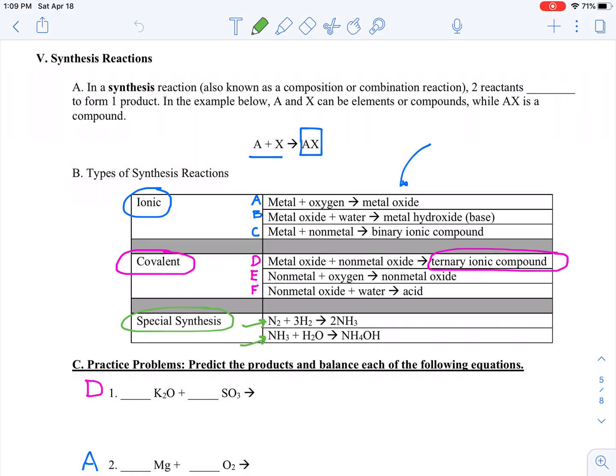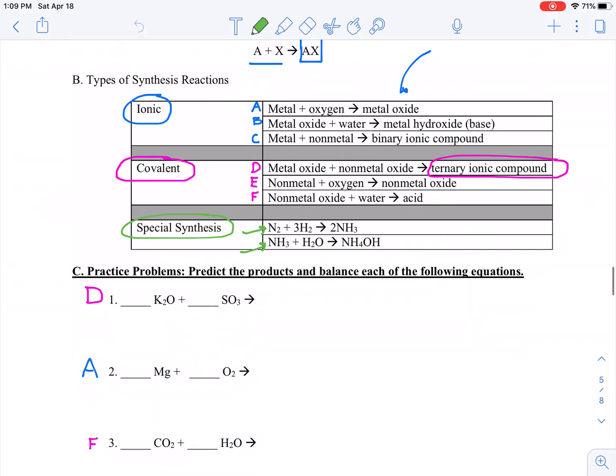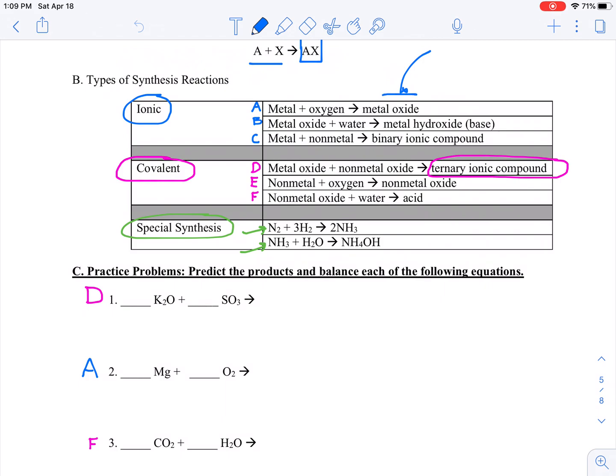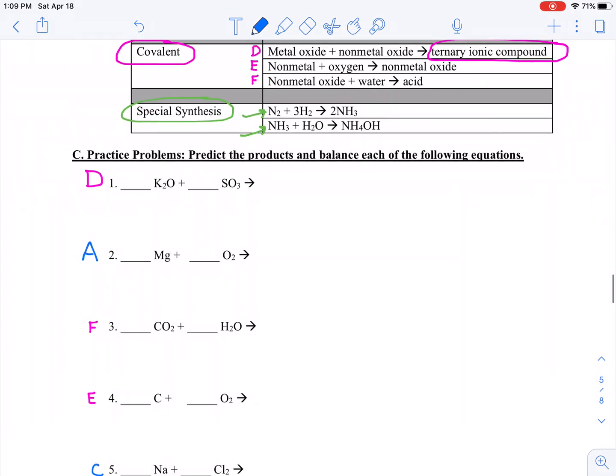We're going to do the blue ones first. I'm going to start with letter A. And you'll notice in letter A, it tells us that if we put together a metal and an oxygen, we are going to make a metal oxide. So what is a metal oxide? It's the metal combined with oxygen. But here's the thing that we know about this.